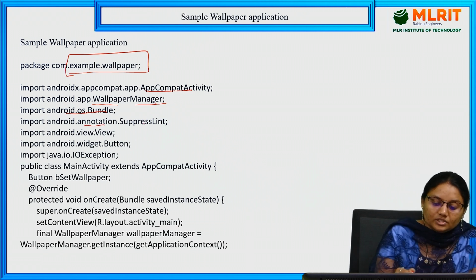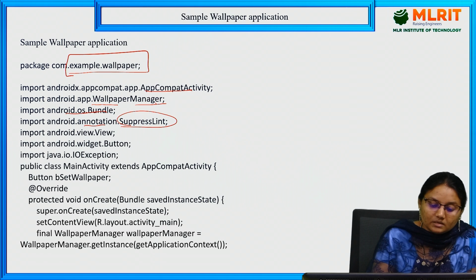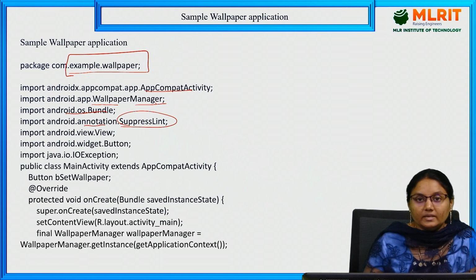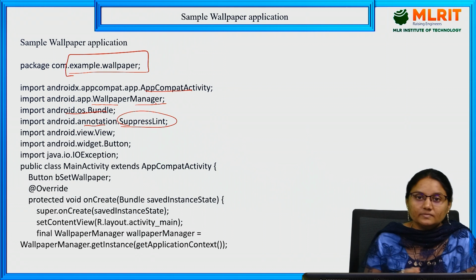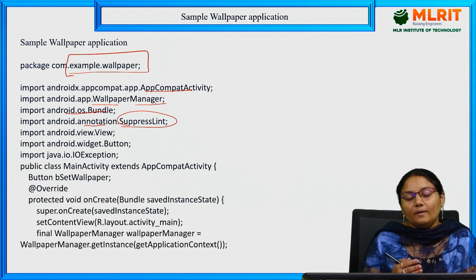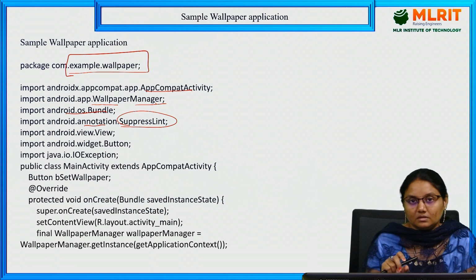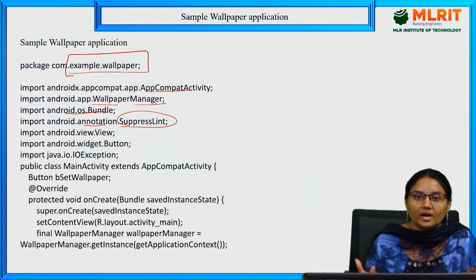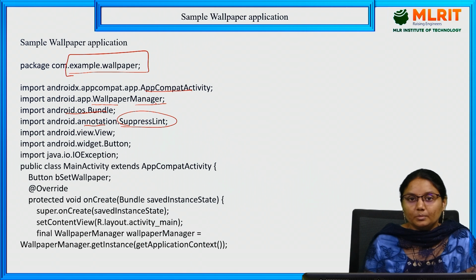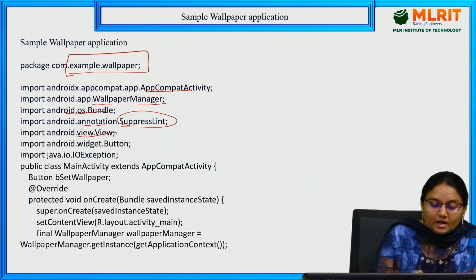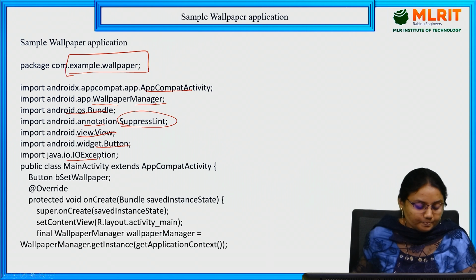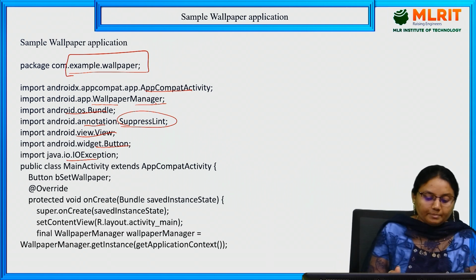So @SuppressLint. This is where, based upon the layout, the size of the Android application differs from one application to another application. Few mobiles will be of lesser resolution, few mobile phones will be of higher resolution. So based upon the resolution of the mobile, your wallpaper should be concise, or it should be stretched, or it should be adjustable to your resolution type, for which you are using the suppress lint. And View for the view widget, and Button for the button widget, and IOException. And now MainActivity extends AppCompatActivity.